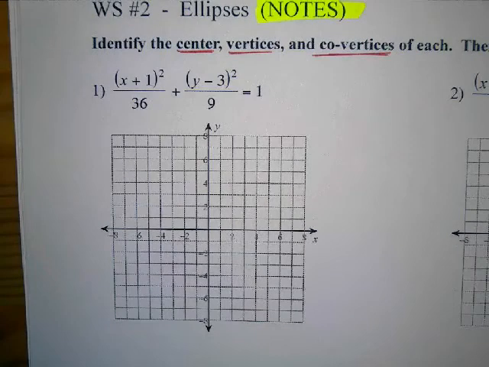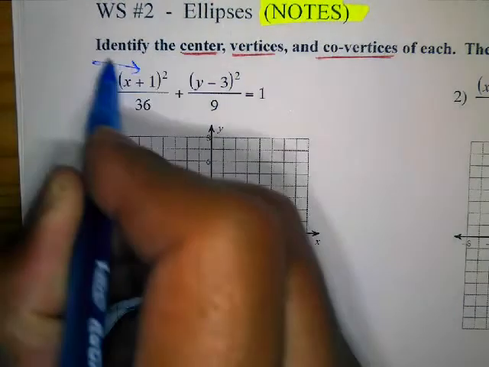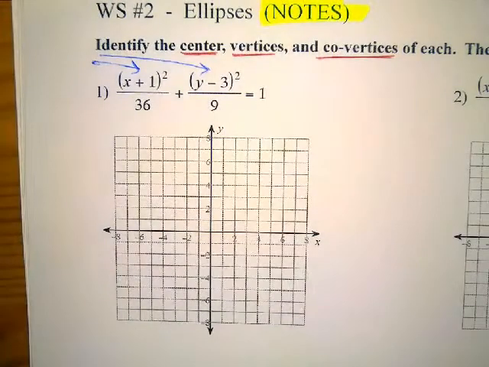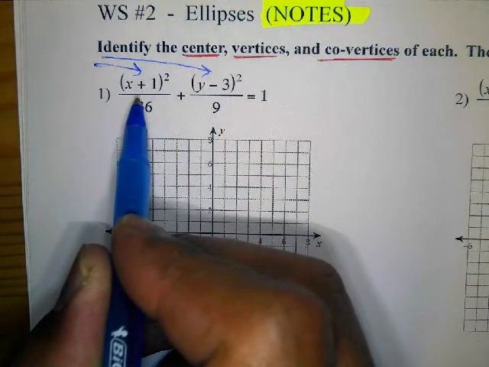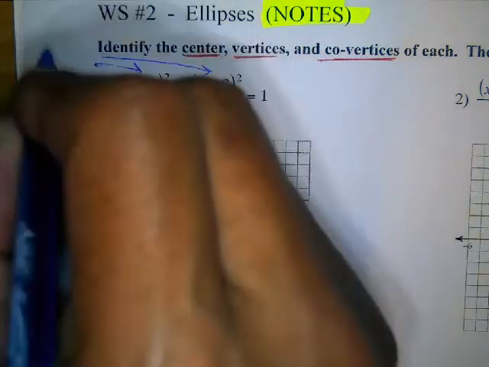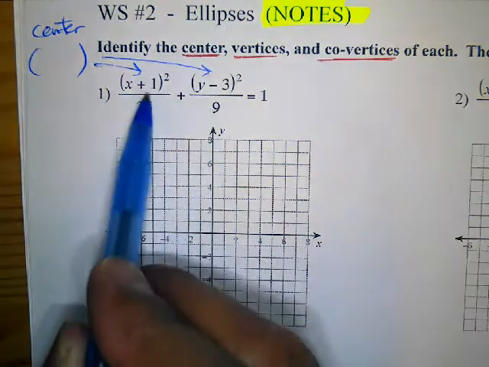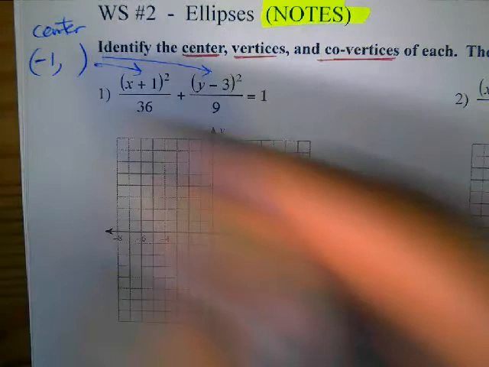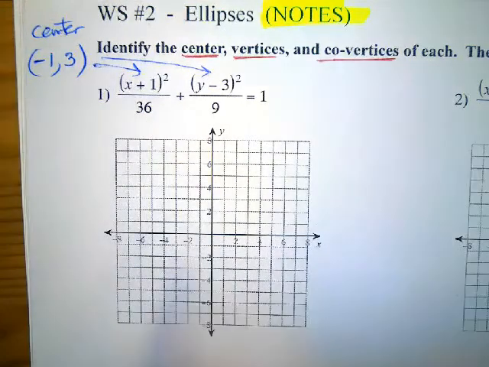Okay, so for the center, we look up here in the numerator, and you look at that number next to the x, and you look at that number that's next to the y. And this, remember, is where you write the opposite of the number. So the center here is not 1, -3. The center is what? Opposite of +1, -1. Opposite of -3, +3. There's your center.